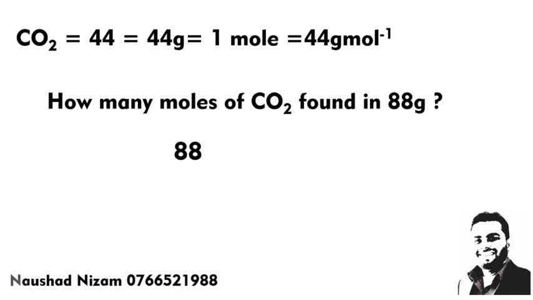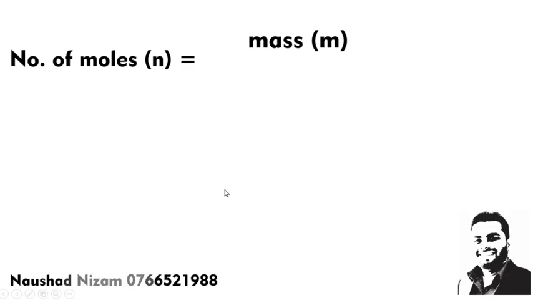88 grams means you just simply divide it. The given mass is 88 grams, divided by 44. Now you will get 2 moles. 1 mole is 44 grams, so in 88 grams, it's a very simple calculation. You get 2 moles. So what I have done is divide the given mass by the molar mass. So we can develop an equation to find the number of moles. Right? Take the mass as the numerator and divide it by the molar mass.